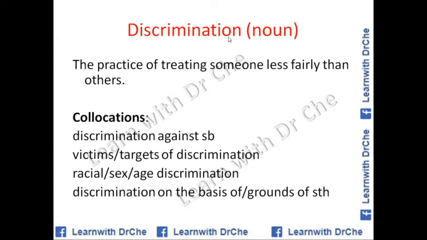Discrimination. Discrimination is a noun. This means the practice of treating someone less fairly than others. You treat someone less fairly than others. A collocation that we can use with discrimination is discriminate against somebody. Victims are targets of discrimination. Social, racial, sex and age discrimination. Discrimination on the basis of, on the grounds of something. These are all collocations with discrimination.